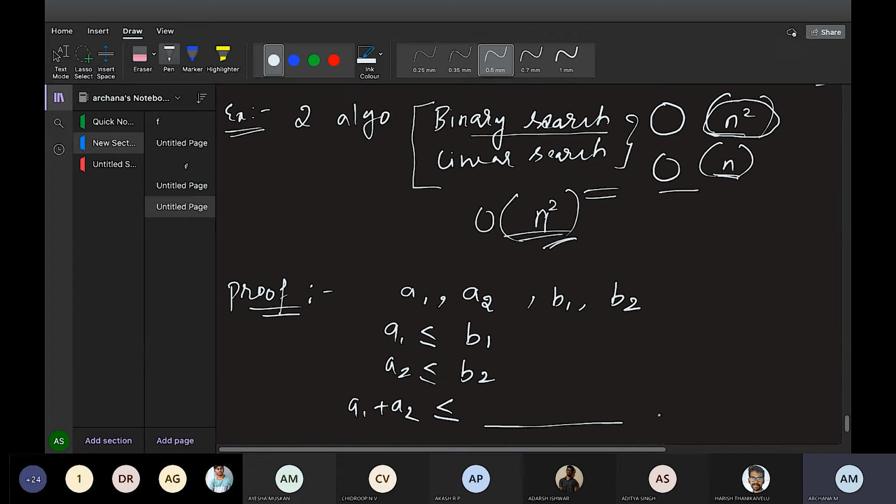Can anyone give me the answer for this? This is the normal general answer, B1 plus B2. Someone tell me, because based on this B1 only we have to prove this property.